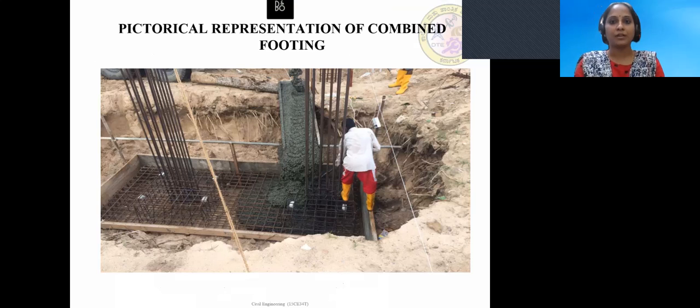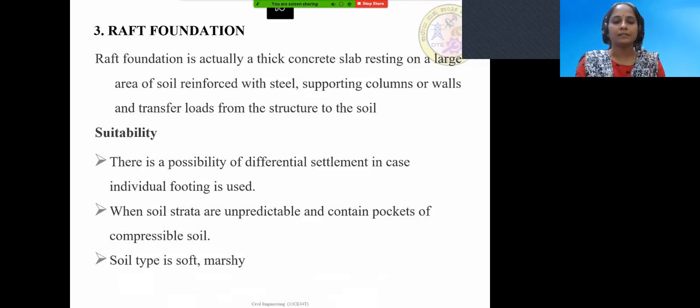See, this is the pictorial representation of a combined footing. See, you can see one column is erected and one more column is erected, and here the concreting is happening. See, as I said, the mat has been fixed and this is one step only provided. Here also they have provided only one step. Okay, and with a small projection, and they will do the concrete. Okay, we'll move on to the next slide. Next, the third major type of shallow foundation is raft foundation.